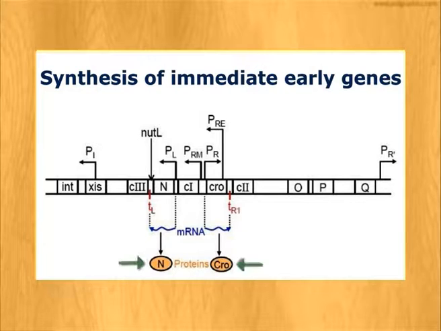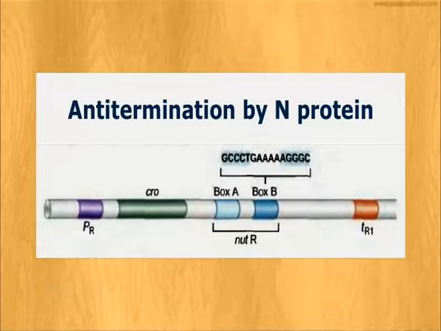N protein acts as an anti-terminator. Now we will study the mechanism of anti-termination. There is a site called the NUT site, NUT for N utilization site. The NUT site is present before the termination site. For each of the two genes, before TR1 and TL1, two NUT sites are present. The NUT site is composed of two specific sequences called box A and box B.